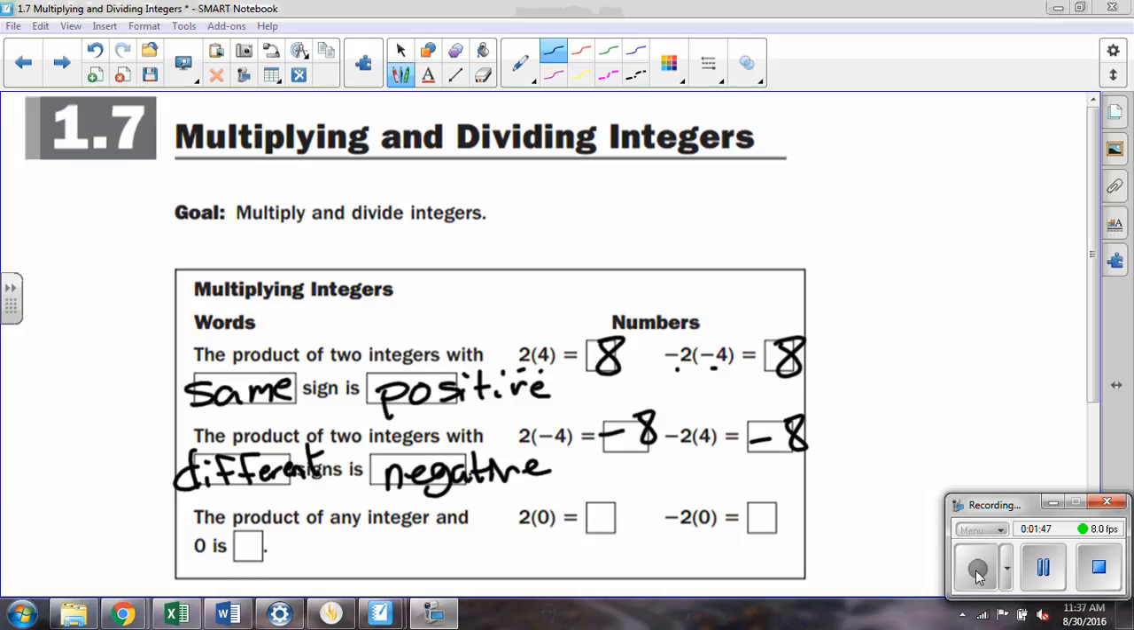Of course, extending what we already know, the product of anything times 0 will equal 0. It doesn't matter if it's positive 2 times 0 or negative 2 times 0, it's still 0.